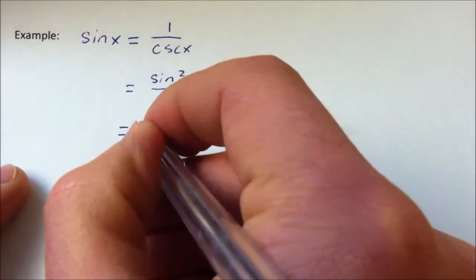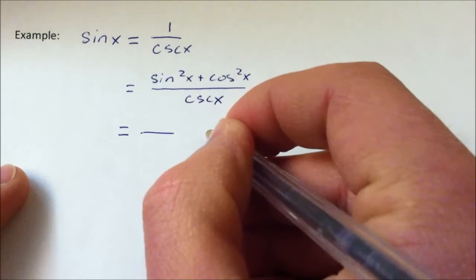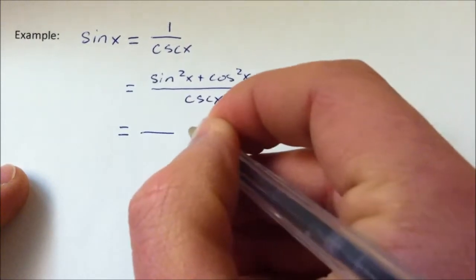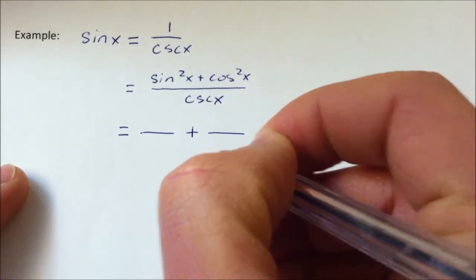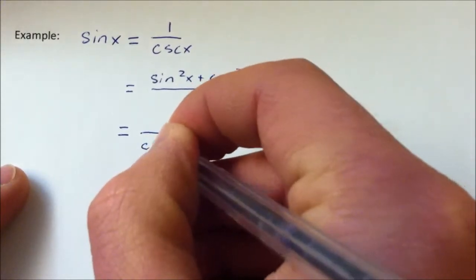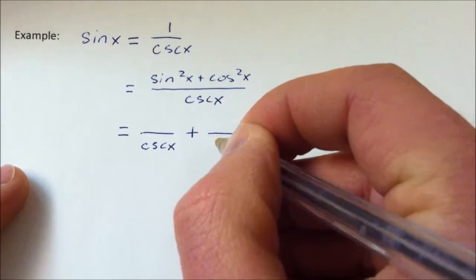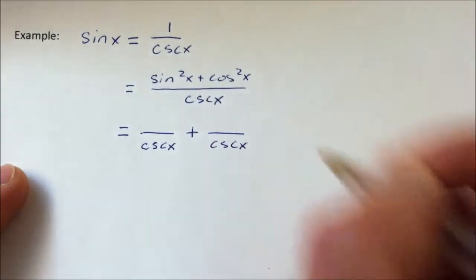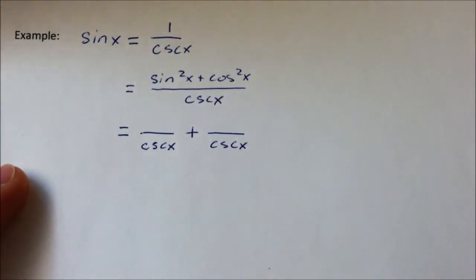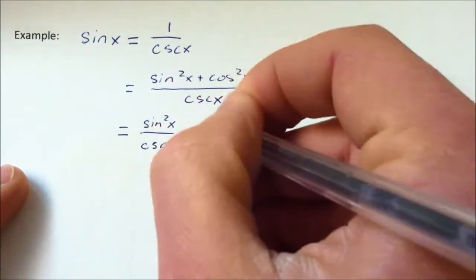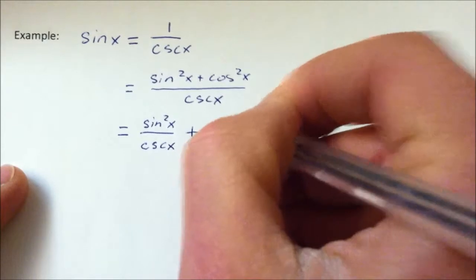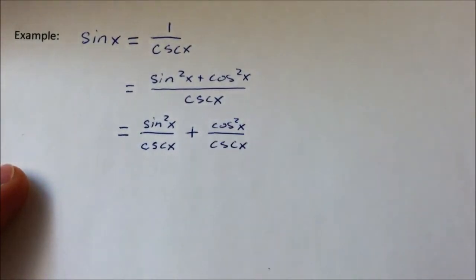Now I need to come up with a way to disguise this. I think I'm going to go ahead and break this into 2 fractions. Now, if I do that, both of those fractions are going to have the same denominator, cosecant x, and the numerator of each fraction then is going to be sine squared and cosine squared. So it should end up like this.